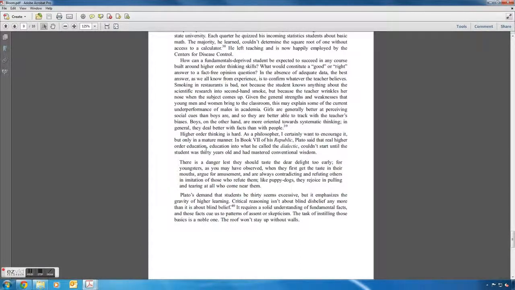In Book 7 of his Republic, Plato said that real higher order education, in what he called the dialectic, couldn't start until the student was 30 years old and had mastered conventional wisdom. So how can we as educators expect the highest level of Bloom's of a 19 to 20-year-old student? Now, Plato's demand that a student be 30 seems excessive, but it emphasizes the gravity of higher learning. Critical reasoning isn't about blind disbelief any more than it is about blind belief.